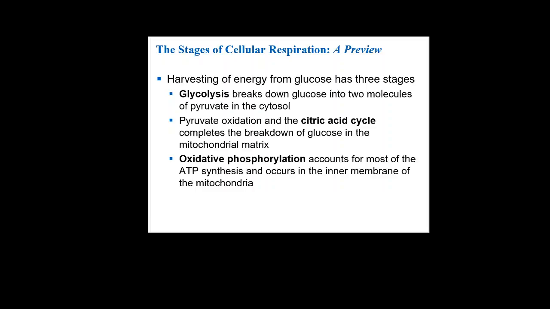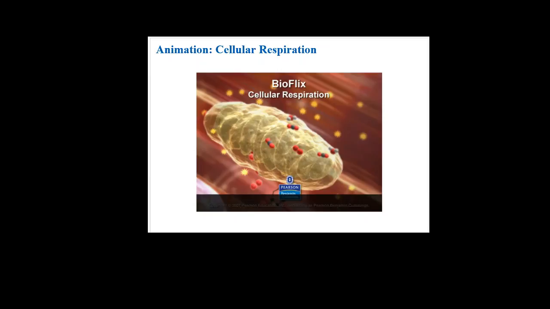The first 2 stages give some ATP, but by substrate-level phosphorylation, and it's not a lot. Oxidative phosphorylation brings it all together and produces the most ATP. It accounts for most of the ATP synthesis and occurs in the inner membrane of the mitochondria. We're just going to watch a quite lengthy video that sums up the process I've been talking about, all about cellular respiration.